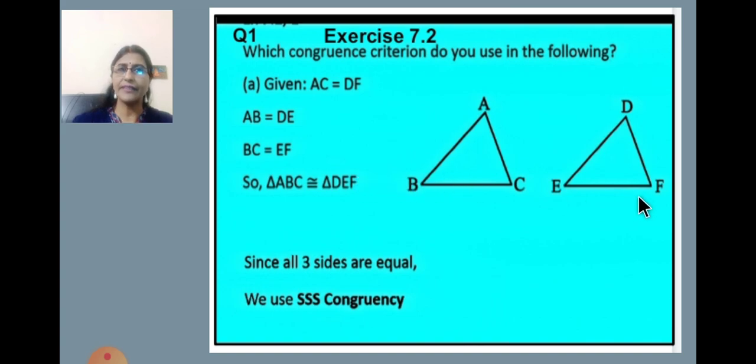Even the figures are given in the question. So you have to just write down the congruence rule. As you can see here, all the three sides are equal. Since all the three sides of this triangle are equal to the three sides of the second triangle, both the triangles are congruent by SSS congruence criterion. So you only have to write down the congruence criterion in your textbook.